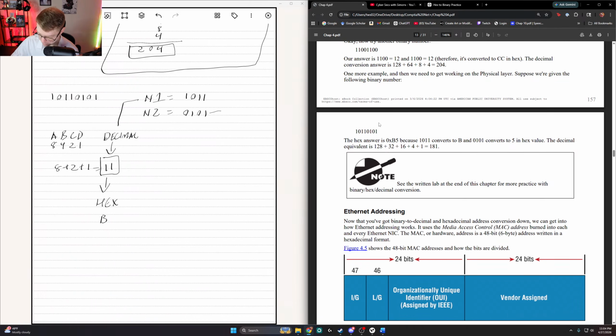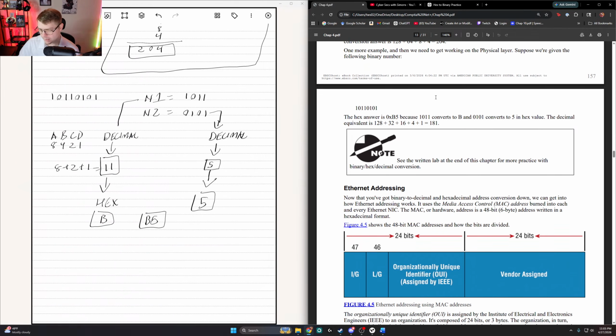So our nibble 2 to decimal. Our values of 4 and 1 are turned on. So 4 plus 1 equals 5. And then 5 converted to hexadecimal is 5. So we have B5.